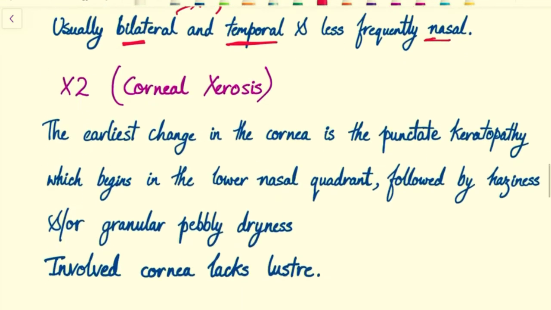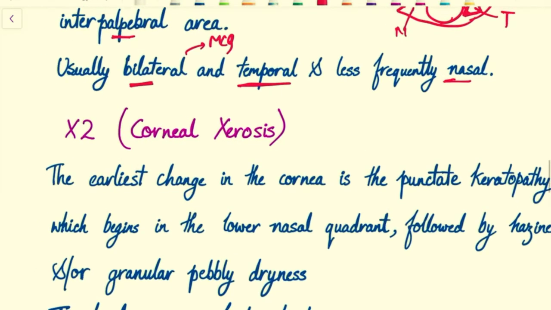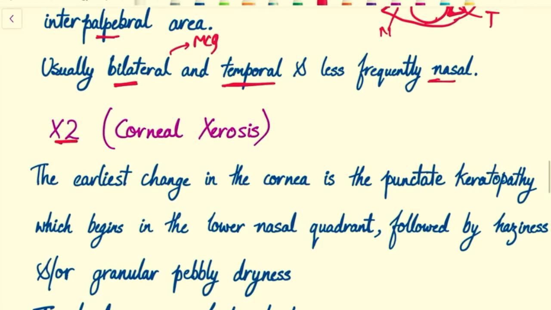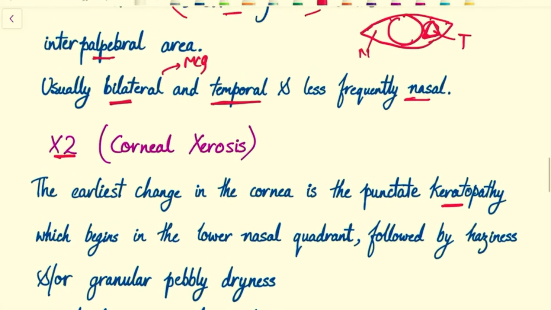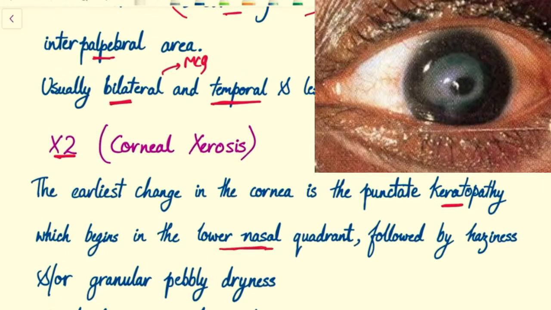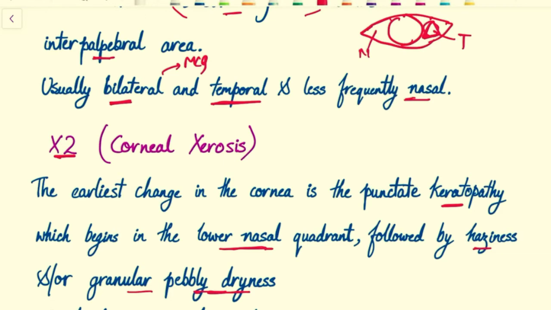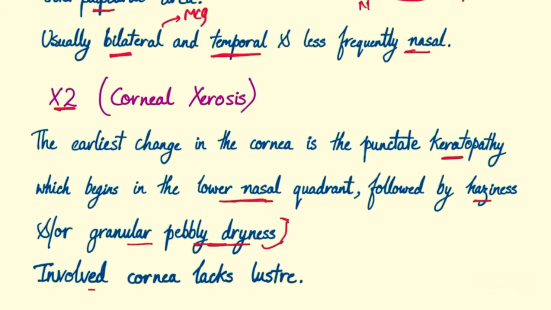Conjunctival corneal xerosis, X2. The earliest change in the cornea is the punctate keratopathy, which begins in the lower nasal quadrant, followed by haziness or granular pebbly dryness. In this stage, there is dryness. We can see dryness. The involved cornea lacks luster.